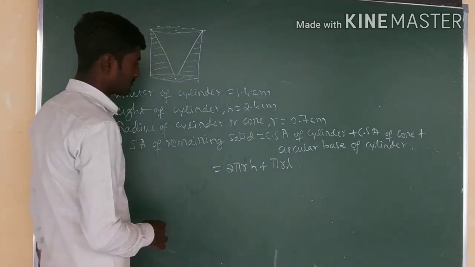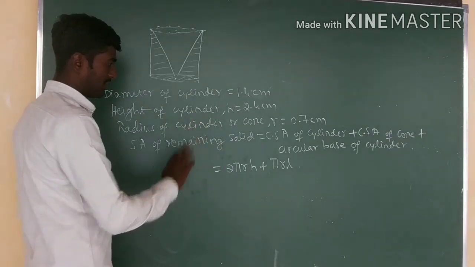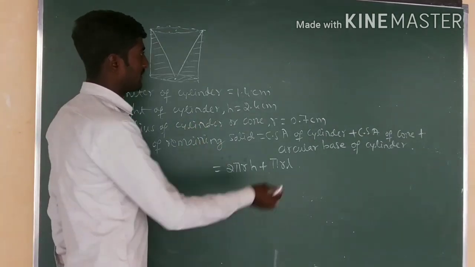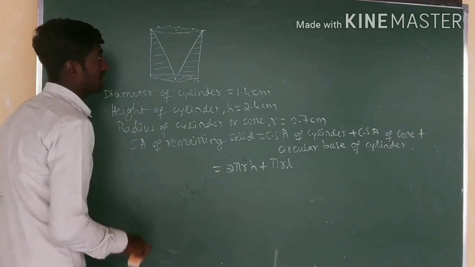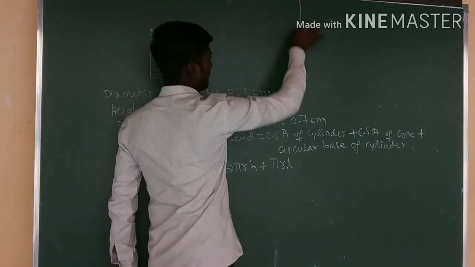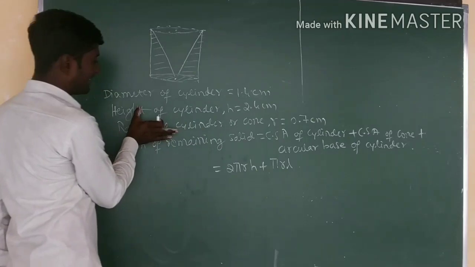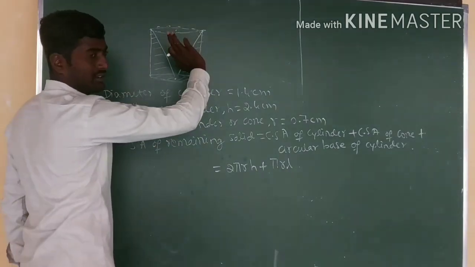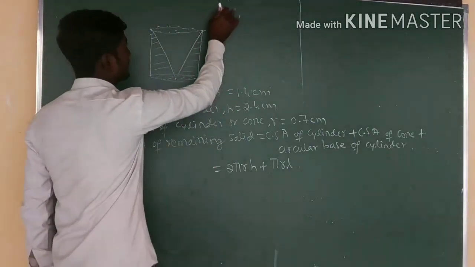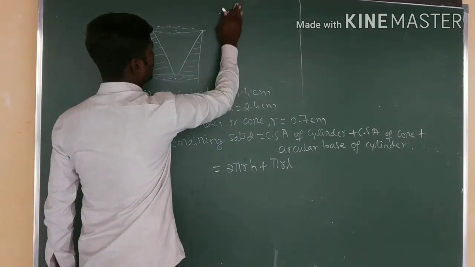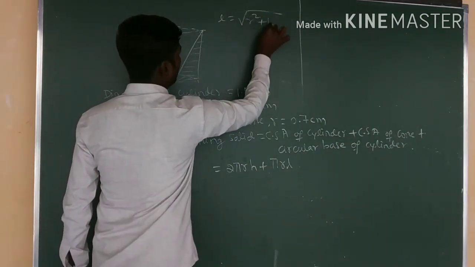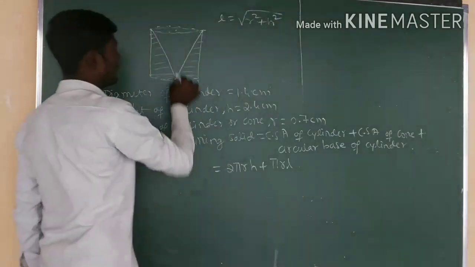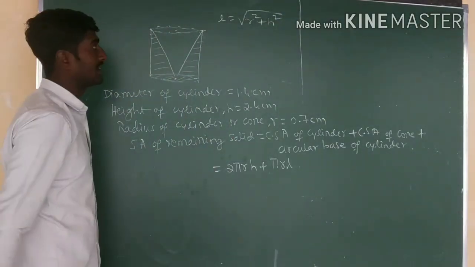So before this I must find L. After writing this data, you must find L. Okay. Now I will find L here. So L is nothing but L equals under root of R square plus H square. Okay, this is the formula. Otherwise you can apply the Pythagoras theorem here, and you will get it.